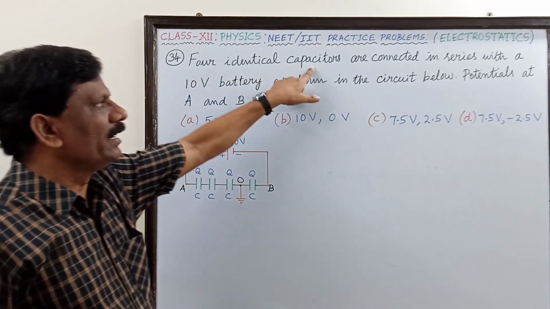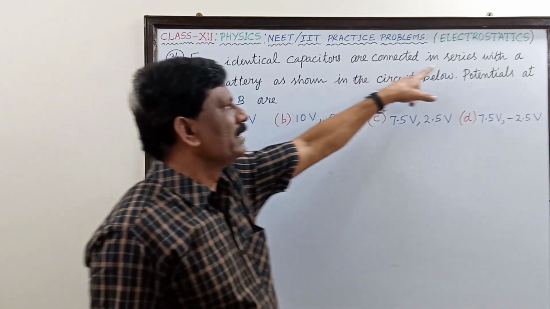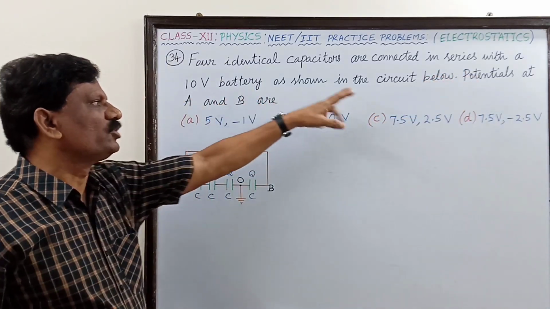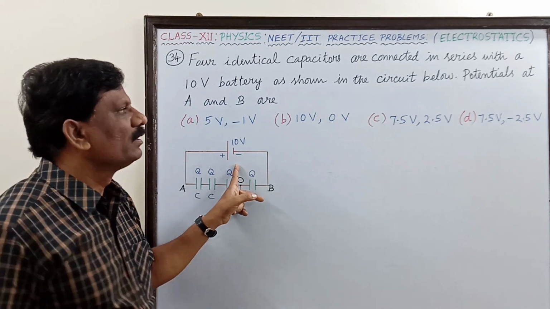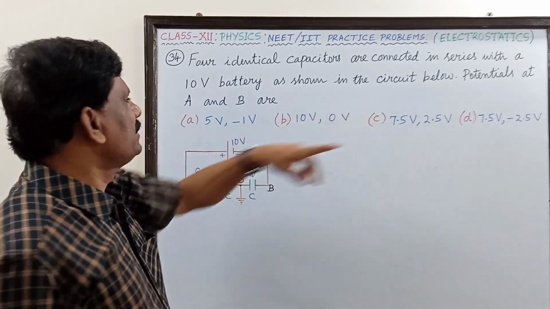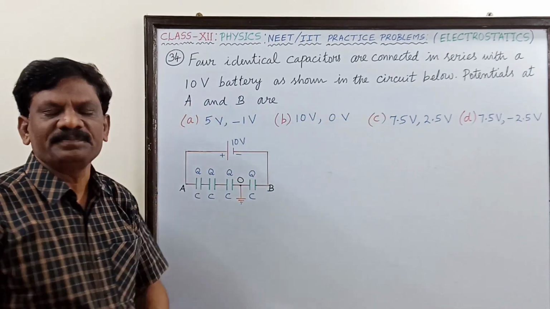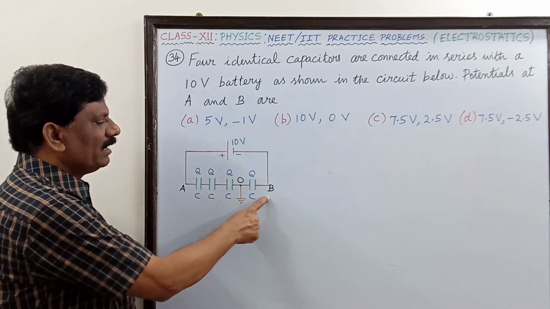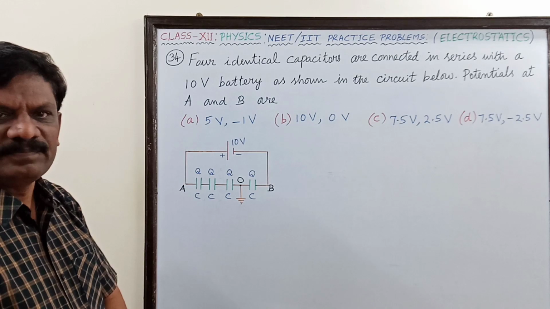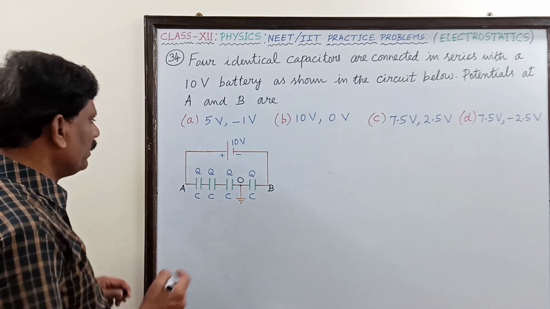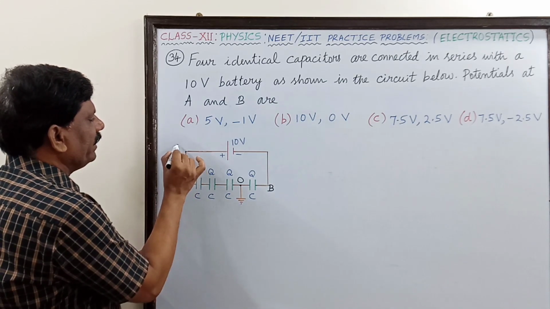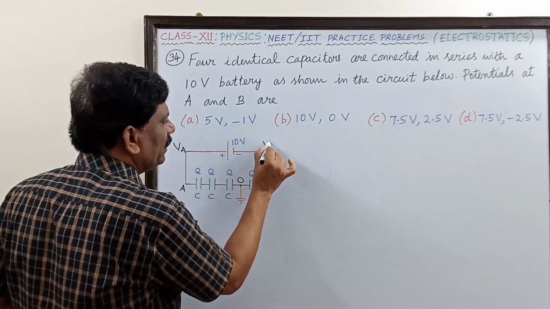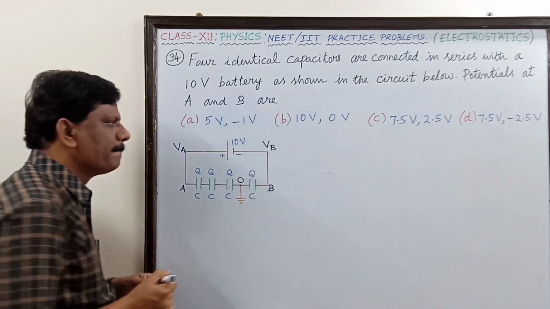Four identical capacitors are connected in series with a 10 volt battery as shown in the circuit below. Potentials at A and B are. We have to find what is the potential at A and the potential at B. Okay. So now let us take the potential at A is VA and the potential at B is VB.